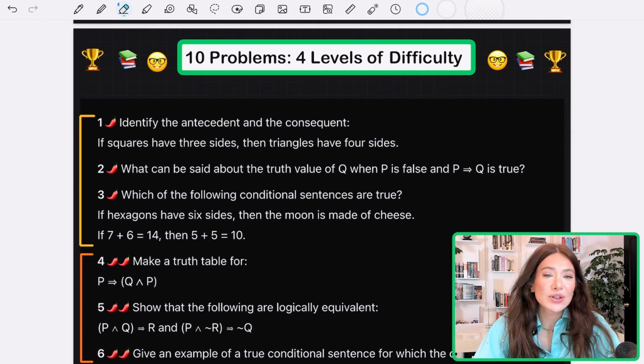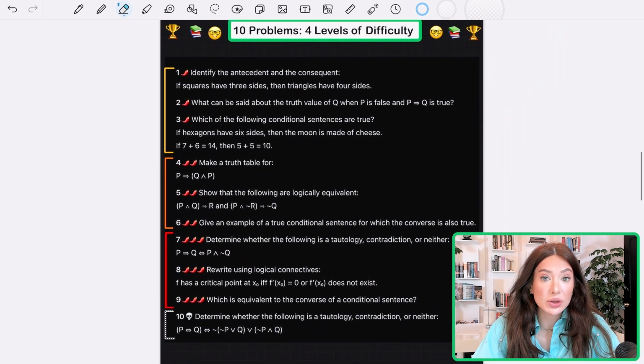In this video, we're going to solve 10 problems. I will give you timestamps so that you can jump to the level that is appropriate for you.